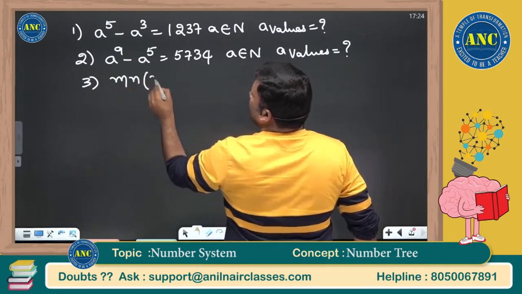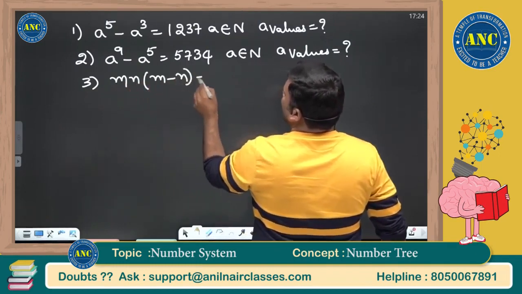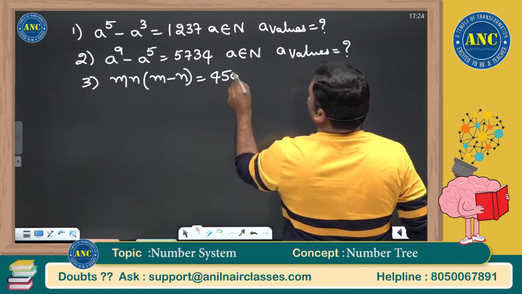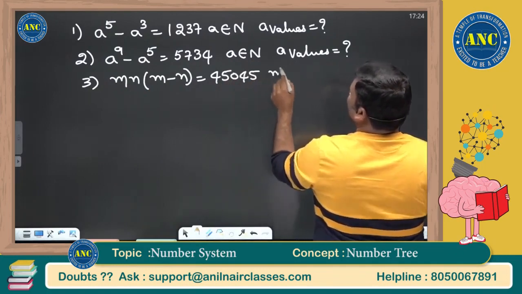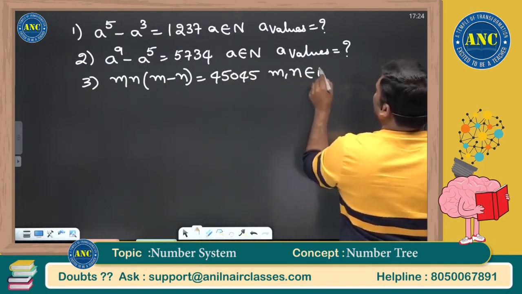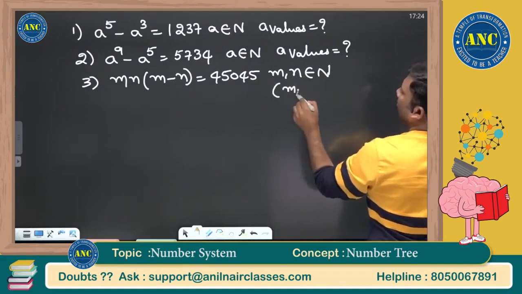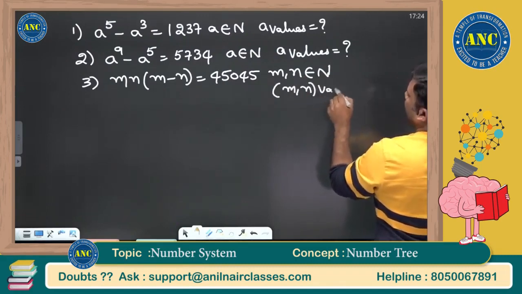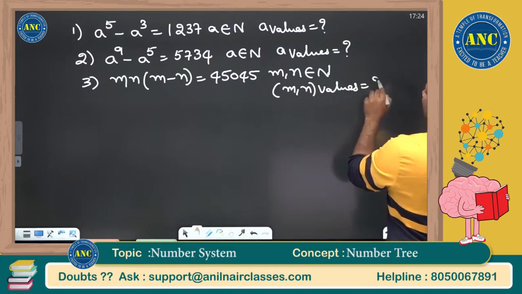Mn into m minus n equivalent to 45045. M and n are natural numbers. How many values will m and n take?